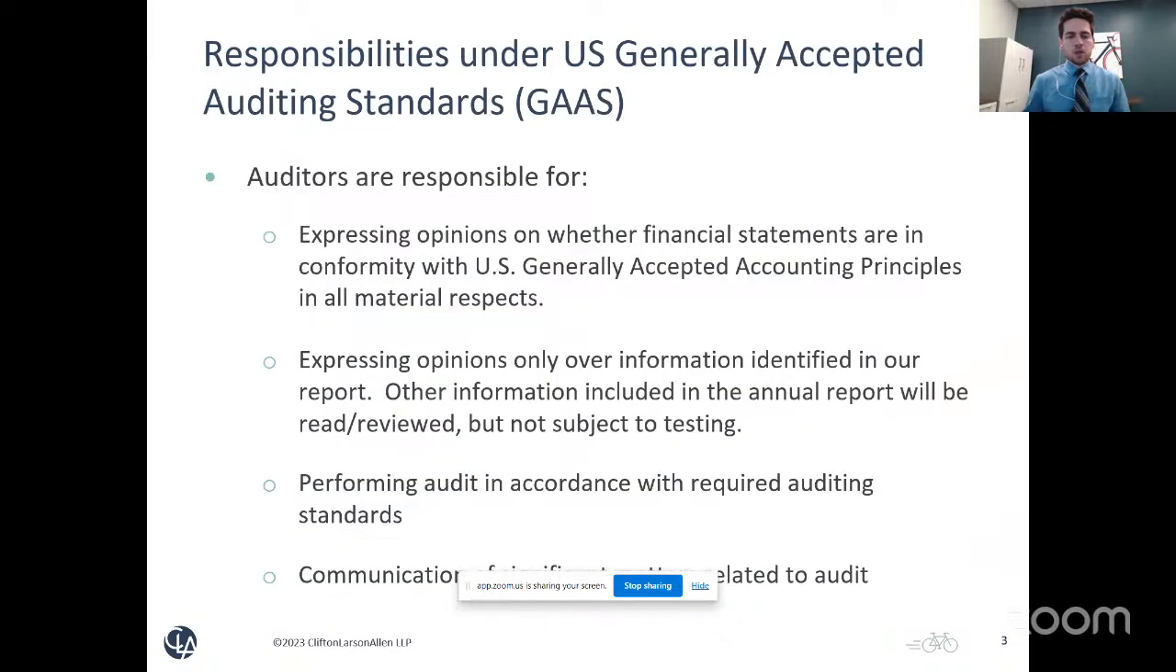And just to kick things off, if you've been on the Finance and Audit Committee or seen the board presentation, you're going to be familiar with this. But I wanted to briefly cover what we're responsible for under generally accepted auditing standards. Basically, we review the financial information the district has presented, making sure it's without material misstatement or error, that all the required disclosures are included, and that the financial statements are set up the way that they should be.